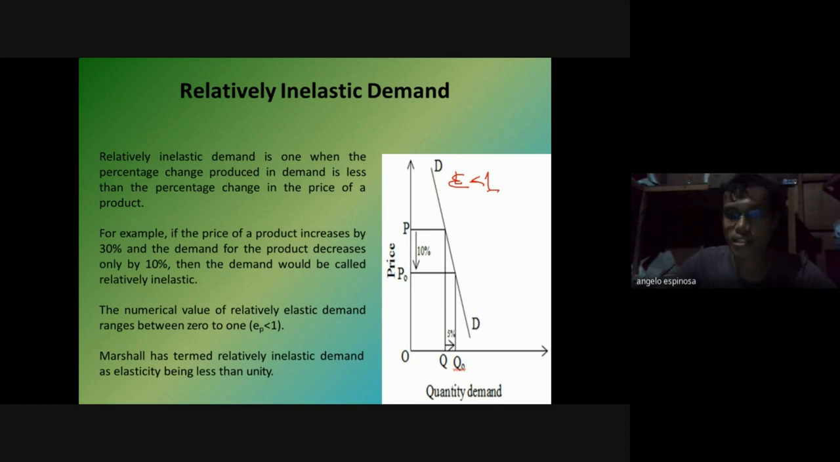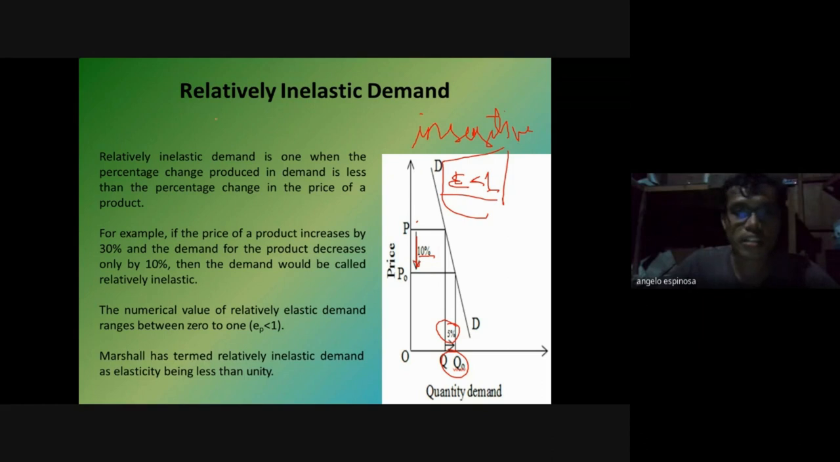Ano ibig sabihin nun? As you can see here, example, bumaba ang price ng 10%. Ano nangyari? Tumaas ng 5% ang quantity demanded. Ibig sabihin, mas mataas pa ang percentage na pagkababa ng presyo kesa sa quantity demanded na 5%. So this is what we call relatively inelastic demand. Mataas yung percentage ng price kesa sa quantity demanded. Nakuha? That is why less than 1. It is being insensitive, hindi siya masyadong gumagalaw. He is not being sensitive.